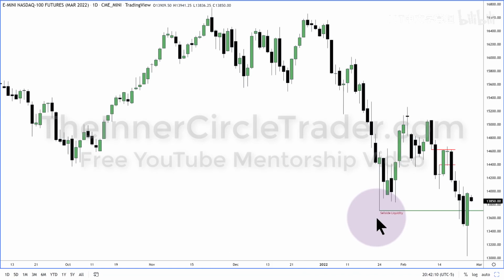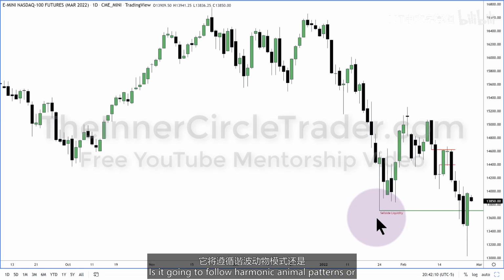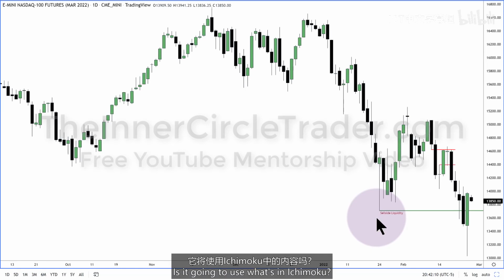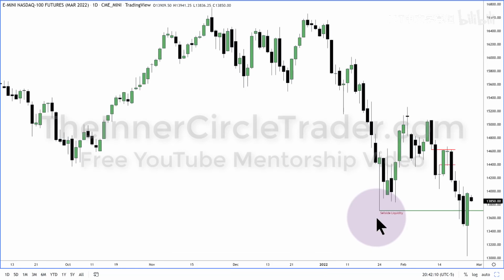How does the market know which discipline it's going to follow any given day? Is it going to follow harmonic animal patterns? Or is it going to follow Elliott wave? Or is it going to use supply and demand? Or is it going to use volume profile? Is it going to use Wyckoff? Is it going to use the patterns that's found on range bars? Is it going to use what's in Ichimoku? You getting the point yet?